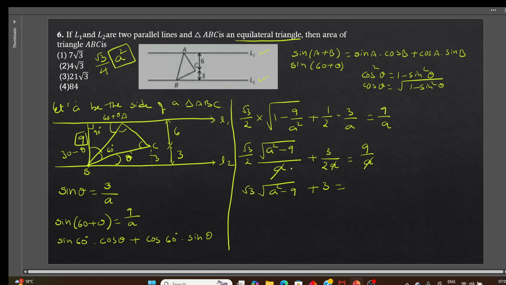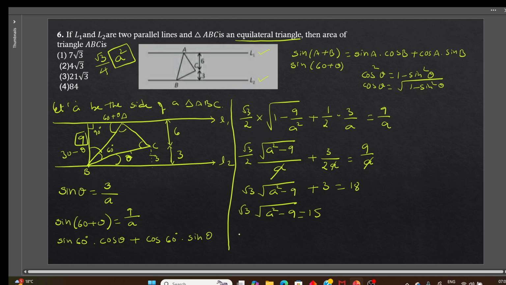9, with 2 as the denominator, 9 times 2 is 18. Okay. So root 3 square root of a square minus 9 is equal to 18. This plus 3 is transposed, so it becomes minus 3. So we get the answer 15. What is the answer here? 15 is the answer. It is equal to 15.